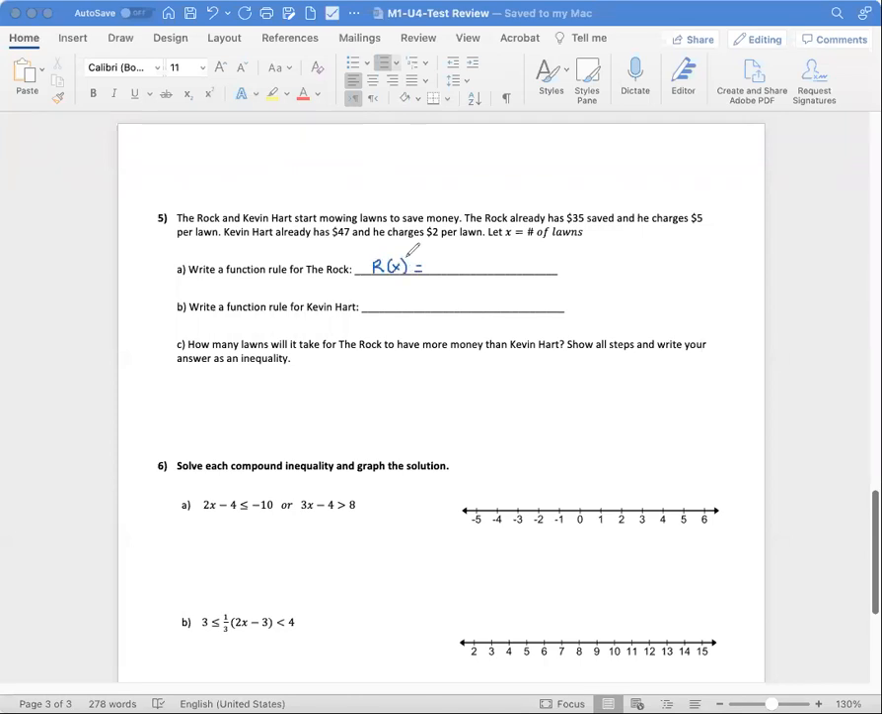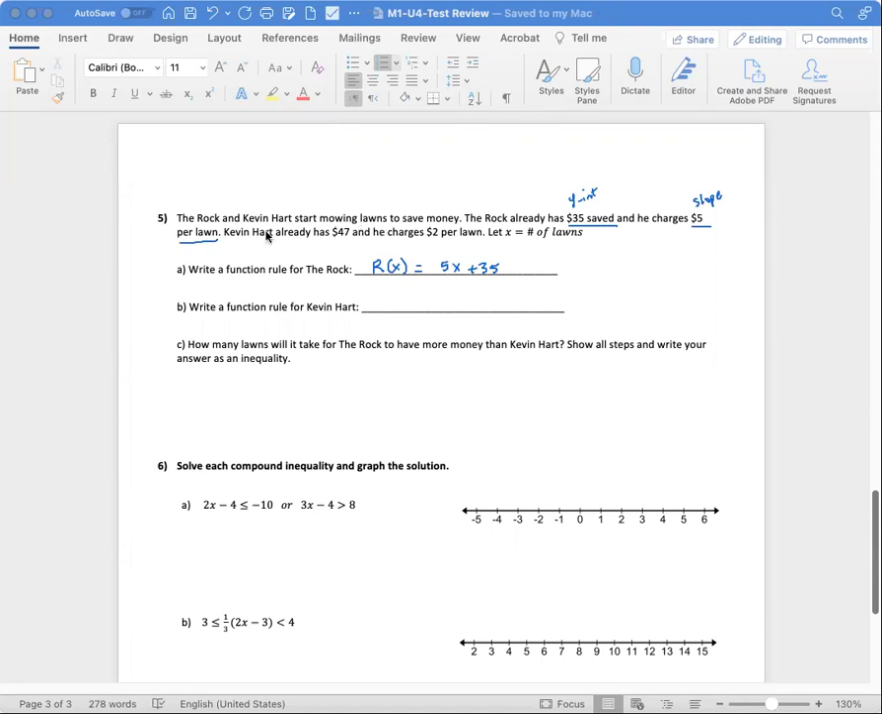Make sure you always state in function notation, right? R of x. Even if the question doesn't say in function notation, try to write it as R of x for the Rock, for example. You can call it T for the Rock, but R of x, R for Rock. R of x is what? He saved 35 and is charging 5 per lawn. So 5 per lawn, that's your slope. And this 35 saved, that's your y-intercept. So this is going to be 5x plus 35.